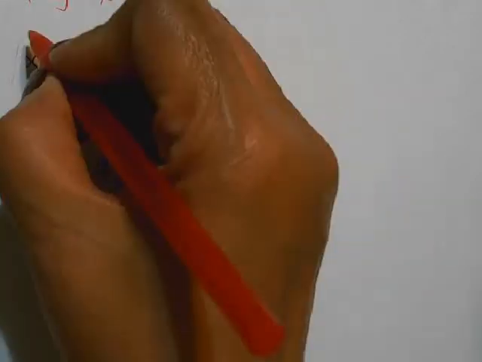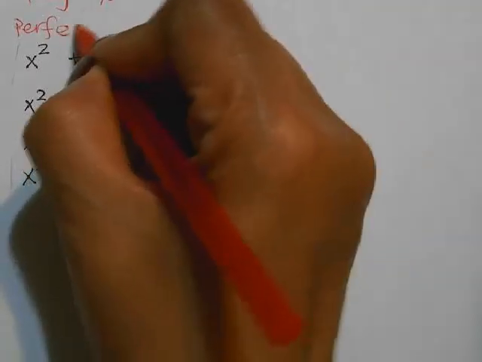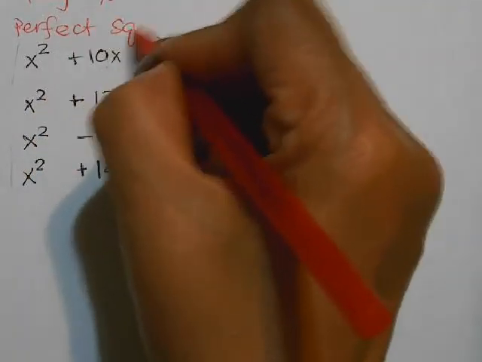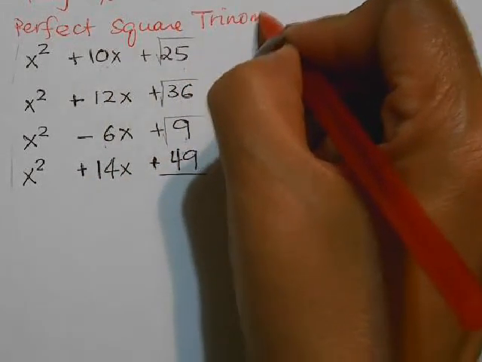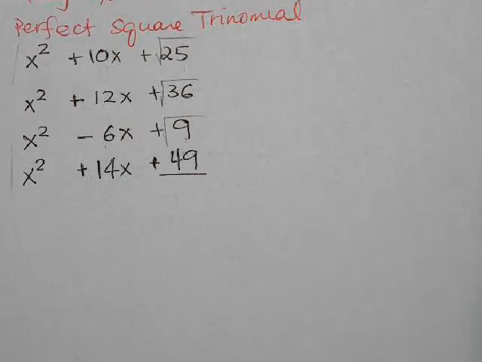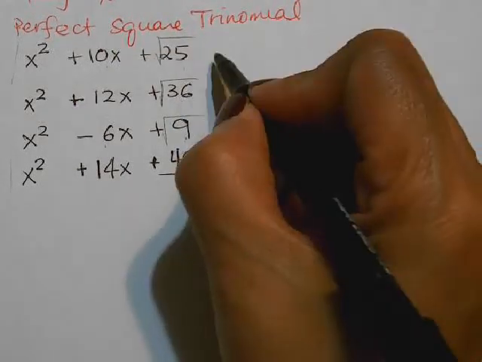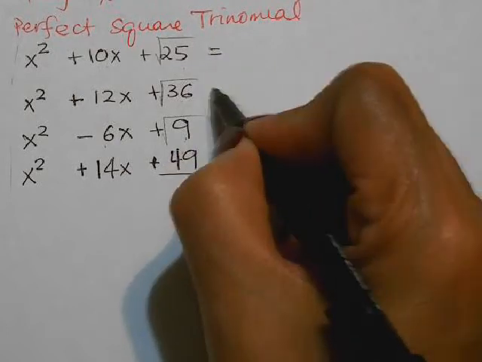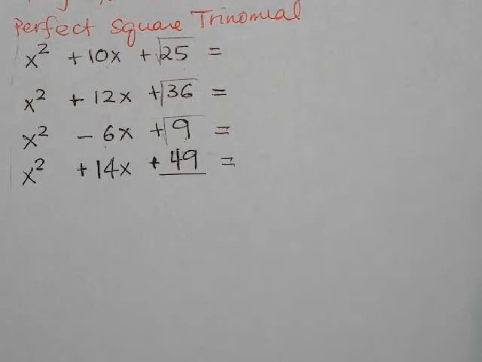Okay, so these are what we call perfect square trinomials. When it is like this, it's a perfect square trinomial. Let's try to factor. That will make you understand better why it's called a perfect square.